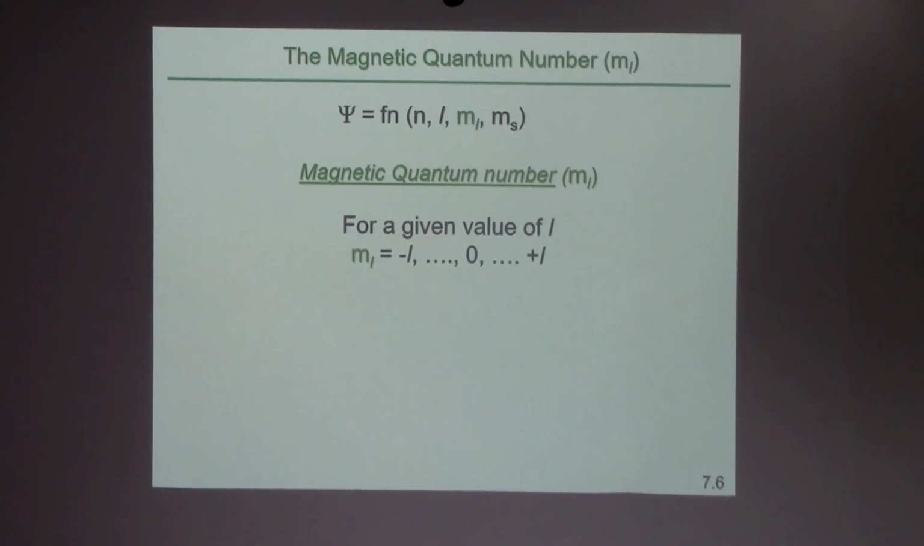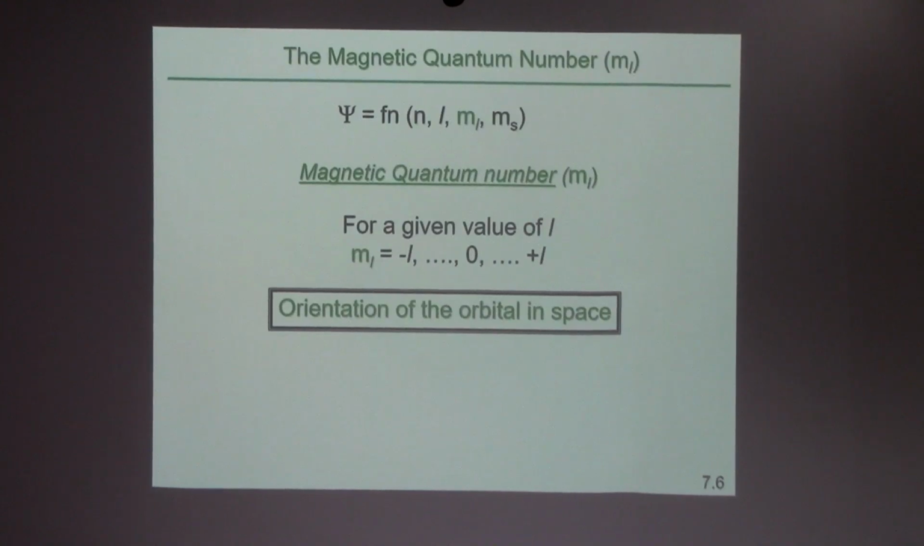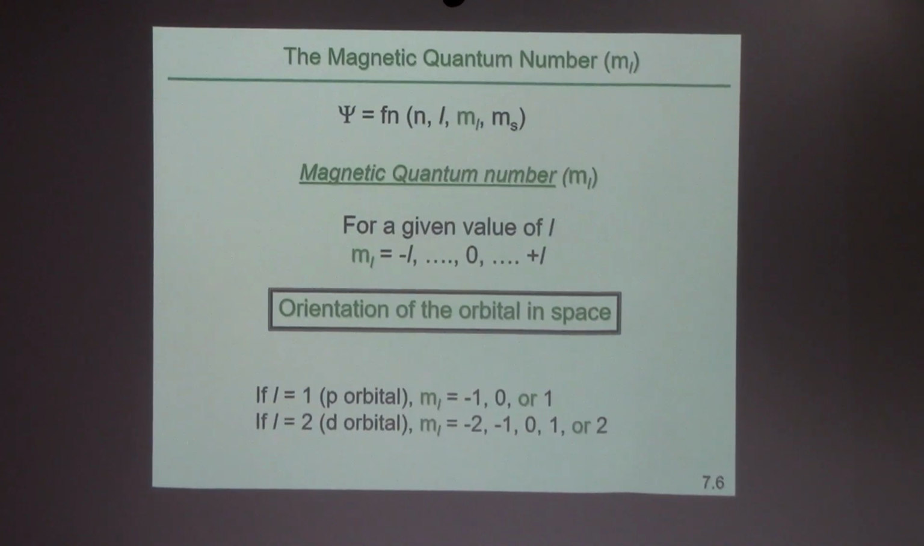Now let's take a look at ML. ML is the magnetic quantum number, and for a given value of L, the value of ML can go from negative L all the way to plus L, including 0. What does it describe? It tells us the orientation of the orbital in space. So if L equals 1, which means it's a p orbital, the value of ML can be negative 1, 0, or 1. If L equals 2, which is a d orbital, the value of ML can be negative 2, negative 1, 0, 1, or 2. So again, the value of ML depends on the value of L.